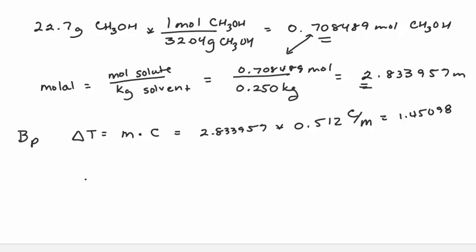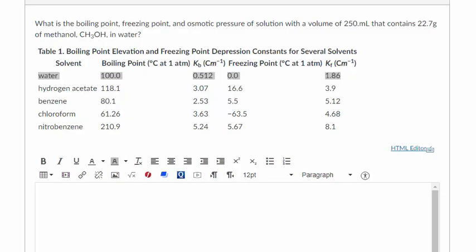Because it's boiling point, and the boiling point of water is 100 degrees Celsius, I'm adding this to 100. So my new boiling point is 101.45 something, and because it's given to me as 100.0, I would round this to 101.5. So going over here, I would say the new boiling point is 101.5 degrees Celsius.